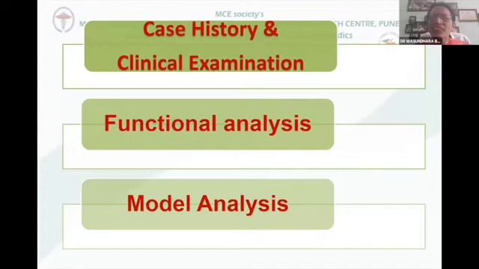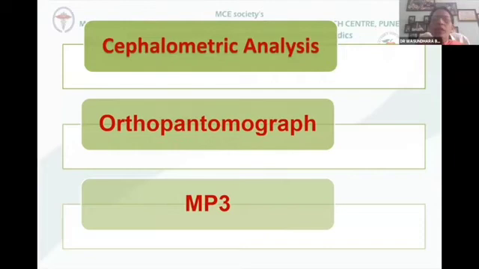Then the model analysis. You don't have to go through a thorough model analysis. Here we just want to find out, is there a transverse discrepancy, by doing a Pont's index, the Linder-Harth index, or a Korkhaus index to find out whether the arch is narrow or wide and is any etiology present behind it. Then we do a cephalometric analysis, find out the skeletal discrepancy.